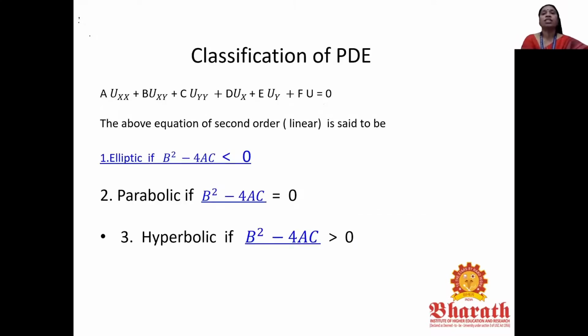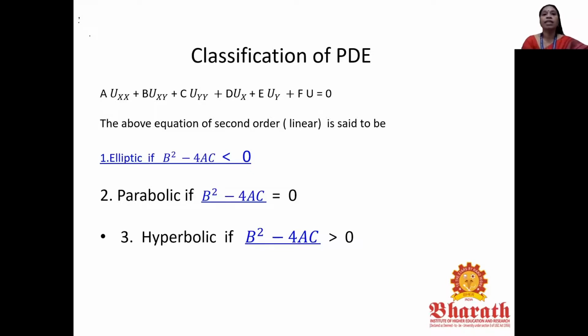So the classification of PDE. We are considering the partial differential equation which is linear, that is A u_xx + B u_xy + C u_yy + D u_x + E u_y + F u = 0. Here, from the equation, we have to calculate the value B² - 4AC.